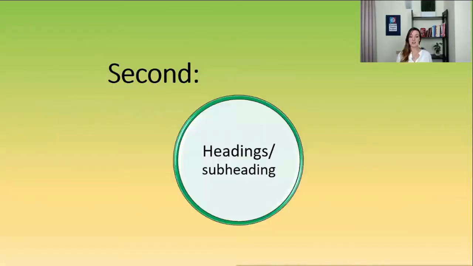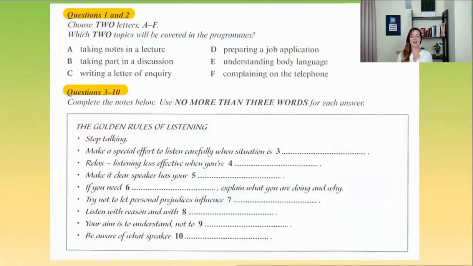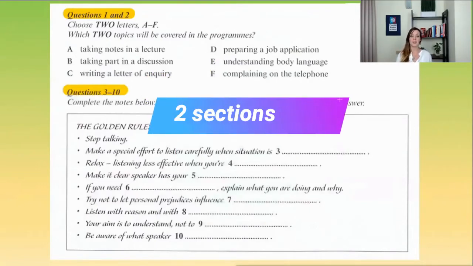Second, we need to look at the headings or subheadings. In these questions, we can see that it's split into questions 1 and 2 at the top and questions 3 to 10 at the bottom. This shows the organisation, that the listening is going to come in 2 sections.